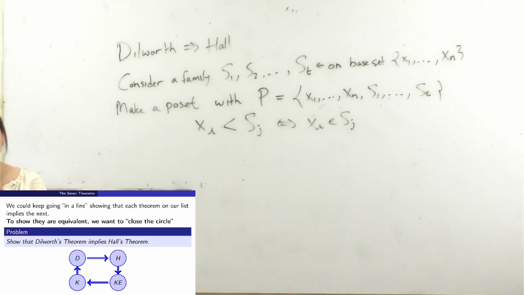And so now we want to say something about chains and anti-chains and use that to conclude that I can find an SDR if and only if Hall's condition is satisfied.